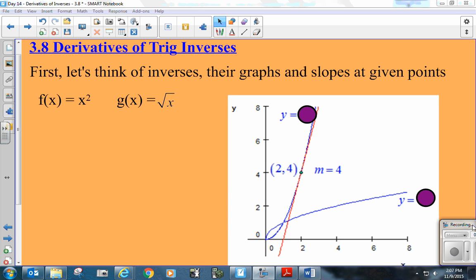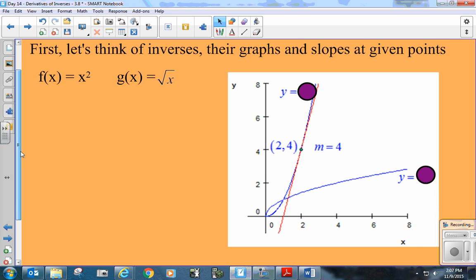of inverses and trig inverses. First, let's think of inverses. Okay, the graphs and slopes at given points. So we have this graph right here. And we have f of x, which is x squared, and g of x, which is the square root of x. All right, and they are inverses.